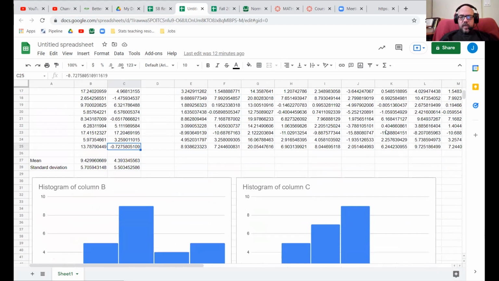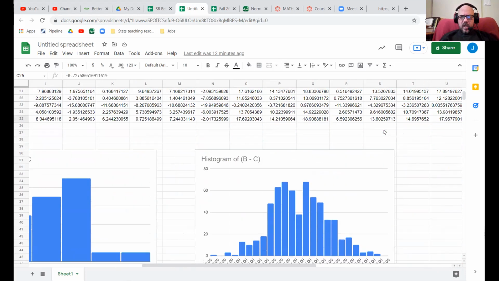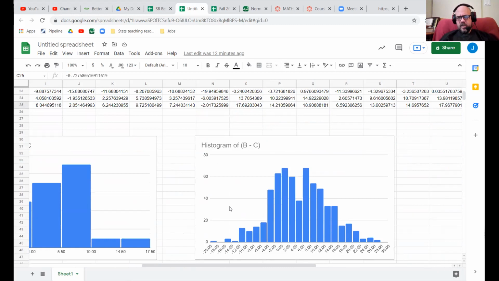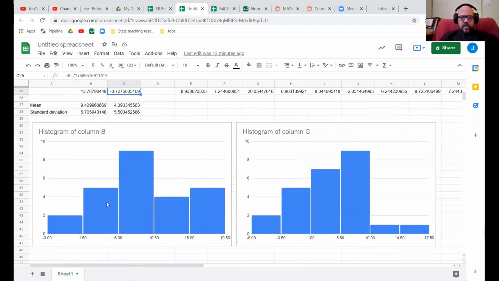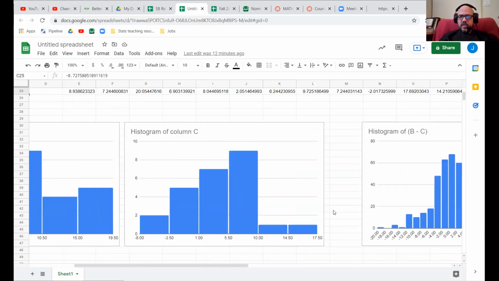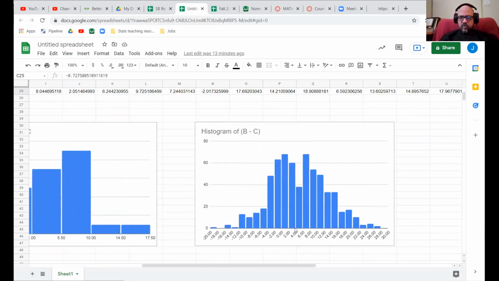And I made a histogram of that too. And so here it is. It's much bigger. It's got a lot more data in it. But the thing I really want to point out is that the mean is roughly where you'd expect. If this is centered at 10 and this one's centered at 5, when you subtract B minus C, you would expect it to be centered around 5, and you can see it is. There's the middle. I know it's a short one, but the middle is around 5.